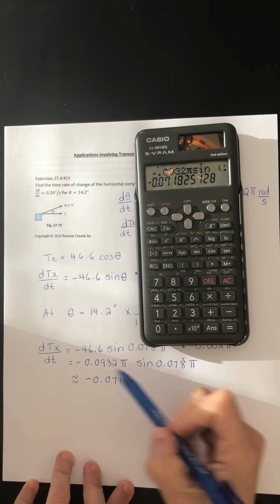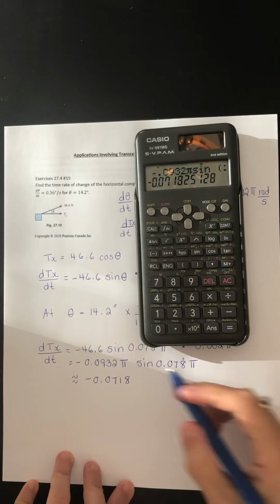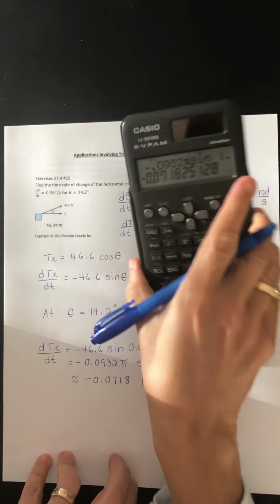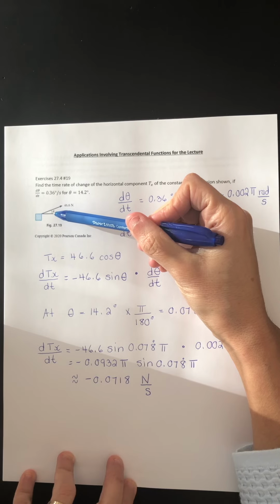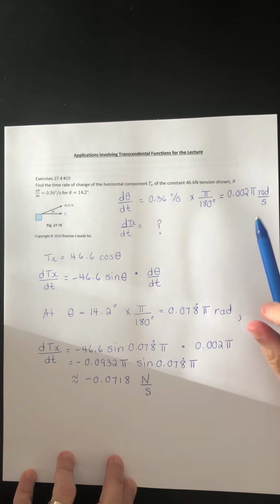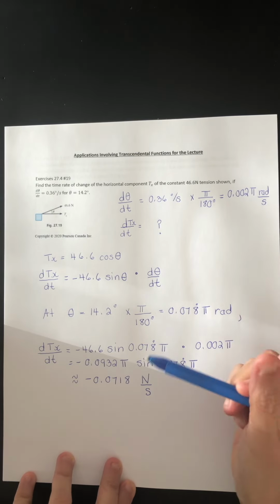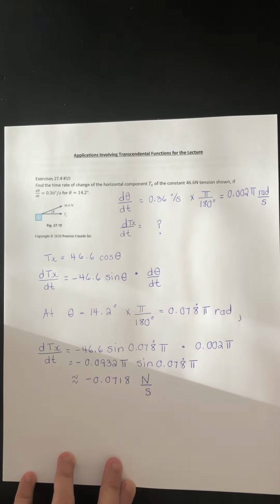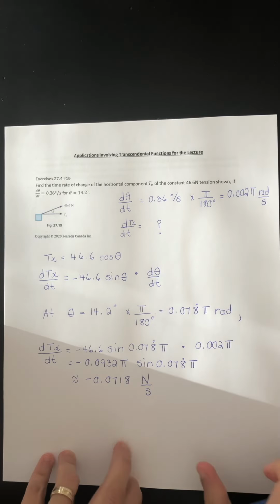And now for the units, I need units of tension over units of time. And the tension in this problem is given by newtons, and time was measured in seconds. So what did we determine? We determined that as the angle increases at this time rate of change, the horizontal component of tension is decreasing at this rate. Okay, so that was an example of a related rates problem using transcendental functions, and we'll do another one.